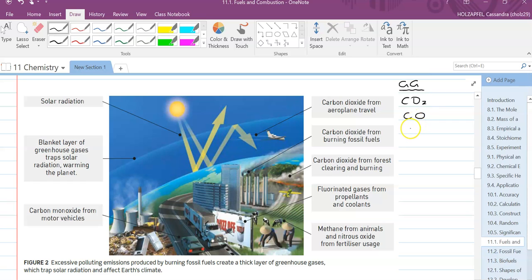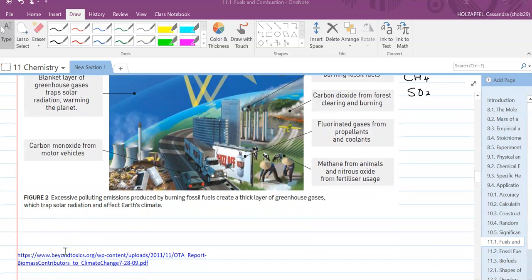A lot of those other compounds too, so those NOxes, for example, are also capable of holding on to heat in the atmosphere. So it's not just the ones that are listed here. We've also got things like methane that are being released into the atmosphere. So those are as a result of partial burning, so it doesn't fully oxidize. And also those sulfur compounds can contribute to global warming and to climate change.